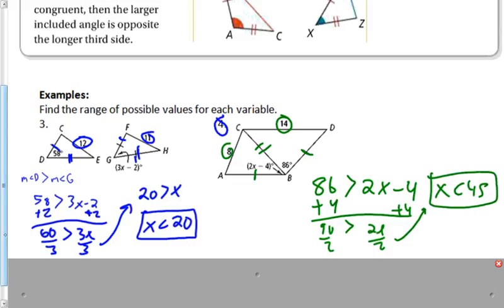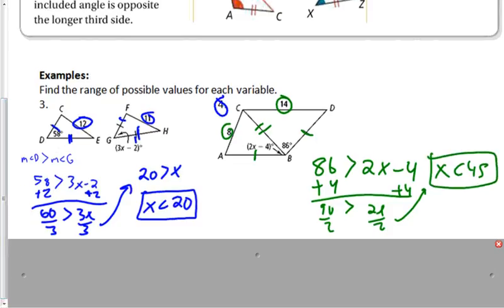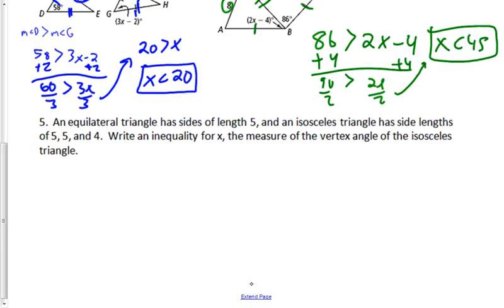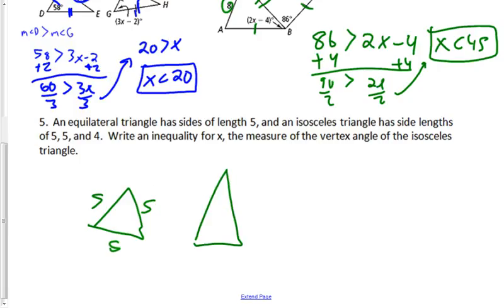Alright, for the third example, we're going to do a little word problem here. An equilateral triangle has side lengths of 5. I'm going to assume these are all 5. And an isosceles triangle has side lengths of 5, 5, and 4. I know it's not to scale. Write an inequality for x, the measure of the vertex angle of the isosceles triangle. So we want to write an inequality based on this.